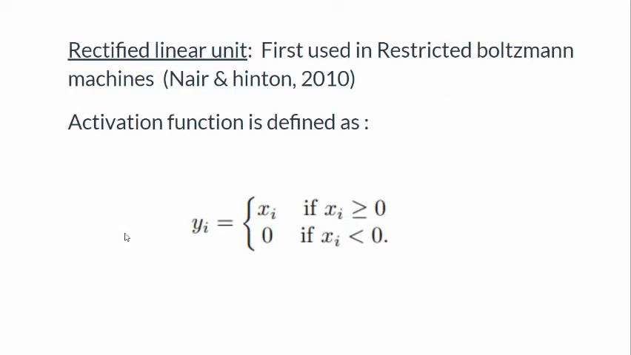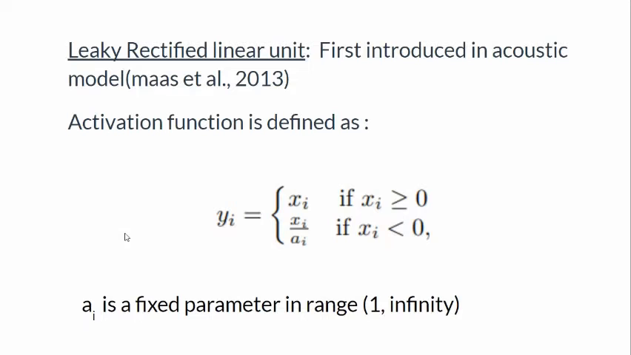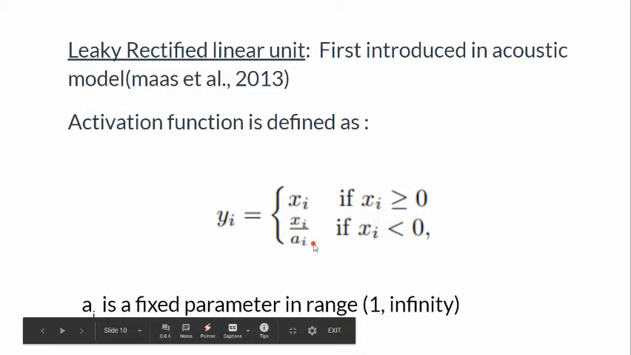Moving on, let's look at the activation functions of the four ReLUs. For the first, the rectified linear unit, if xi is greater than or equal to 0, then the output is xi. If it is less than 0, it is 0. Moving on to leaky rectified linear unit. As we mentioned above, it is a non-zero slope. Hence, the output slope becomes a coefficient of alpha i, where alpha i is a fixed parameter in the range 1 to infinity.